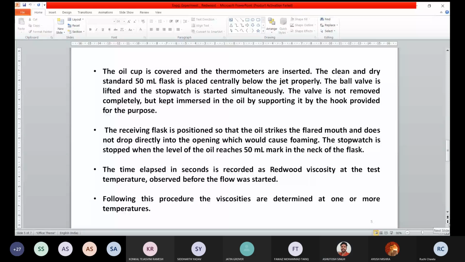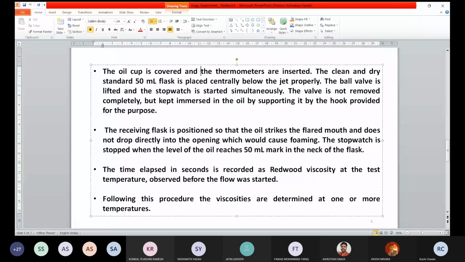The oil cup is covered. Thermometers are inserted. This is not very appropriately written here in the lab manual. I'm following what has been shared in the lab manual because in the second point itself, they have said that you need to adjust the test temperature. So without thermometers, how will you be able to see? Thermometers have been inserted initially itself.